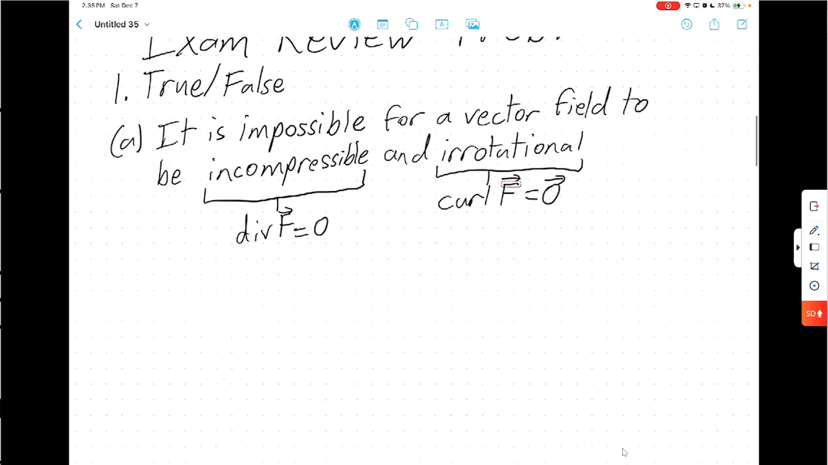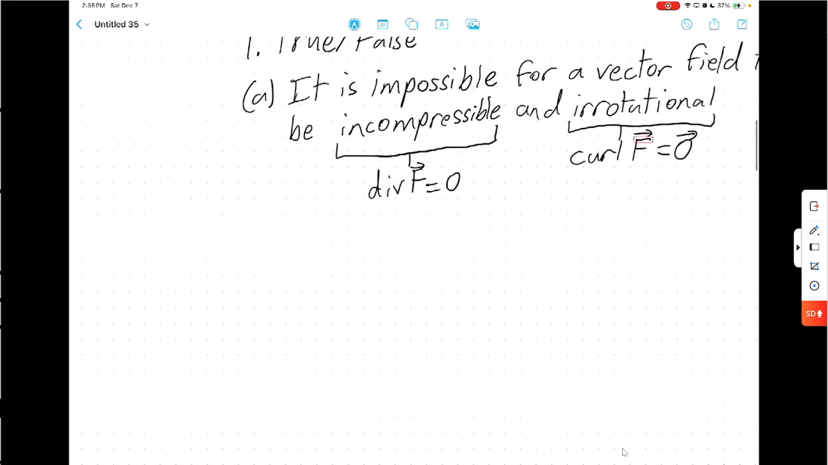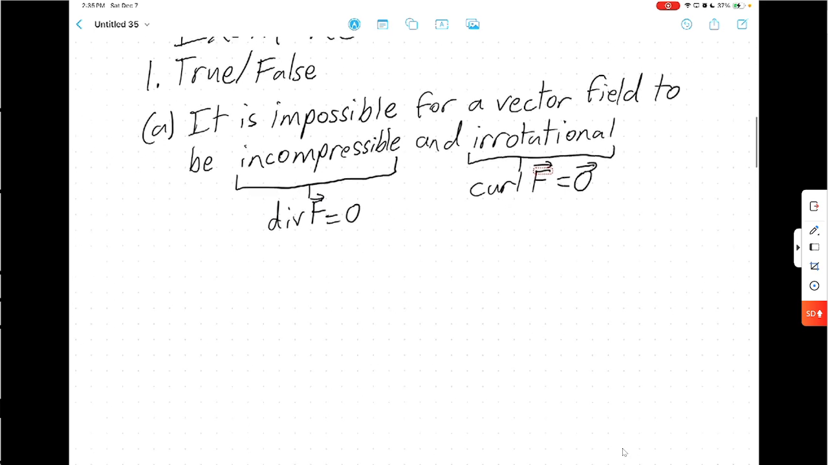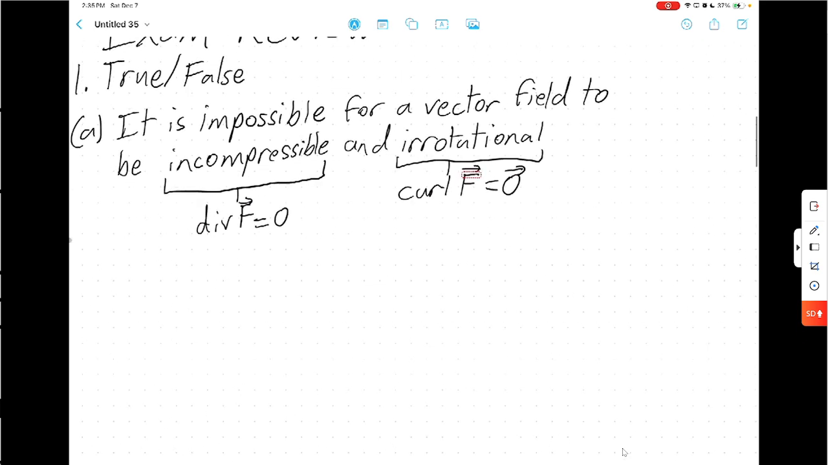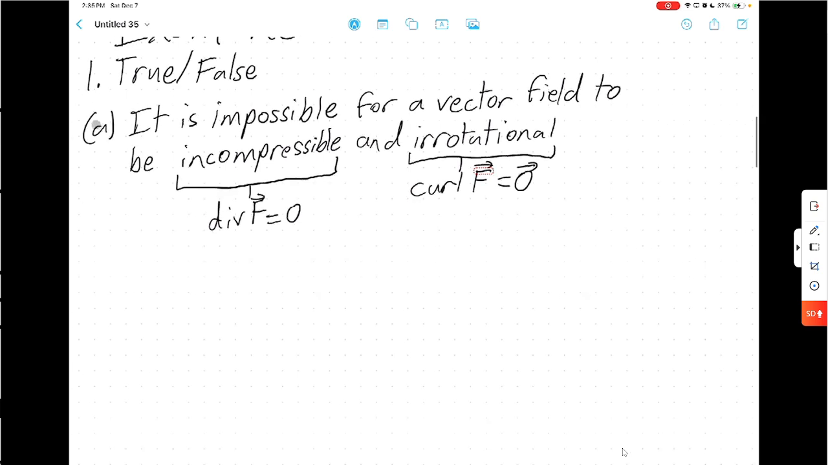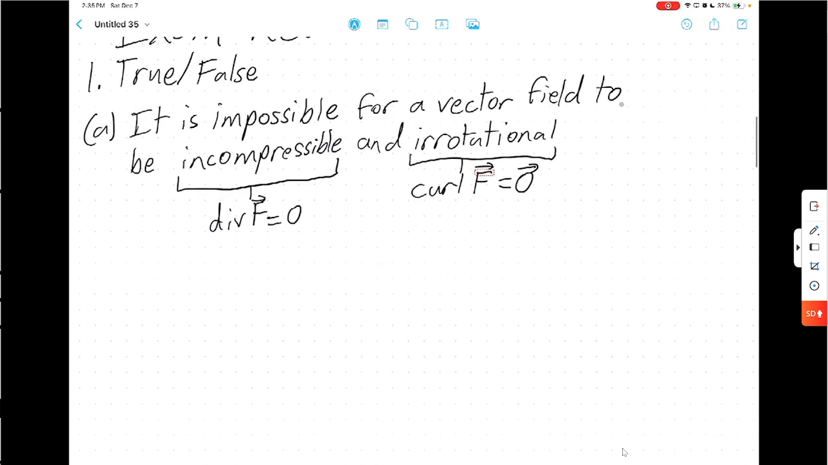All right, anyone want to give any guesses for what this is? True? No, not true. Can you explain what it's asking? Okay, so this is a true/false question, and 1A is currently saying it is impossible for a vector field to be incompressible and irrotational. Is this true or false, and why?